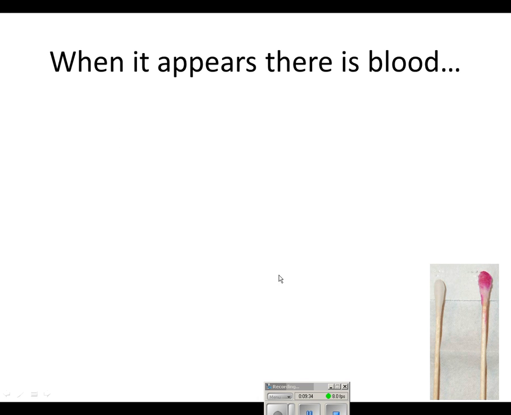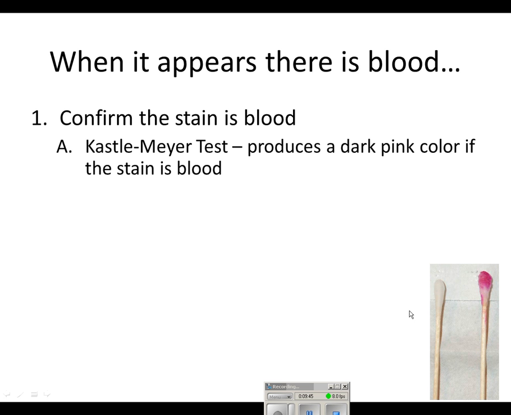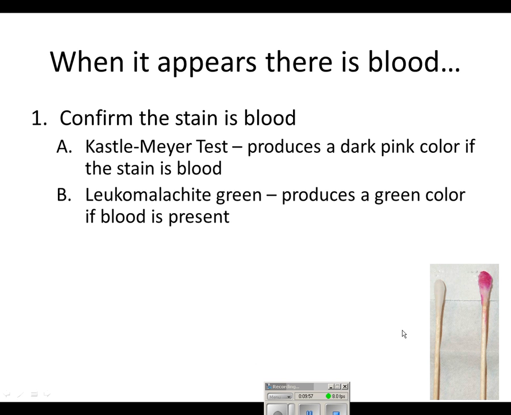And when it appears there's blood, there's some questions that we have to ask as we go and investigate. The first is that we have to confirm that the stain is blood. And to do that, we use a Kastle-Meyer test, which is the most popular, and it produces a dark pink color, which I show you down here. With the test, you get this pink color if it's positive and the stain is actually blood. The other one is the leukomalachite green. Similar, it'll produce a green color if blood is present.